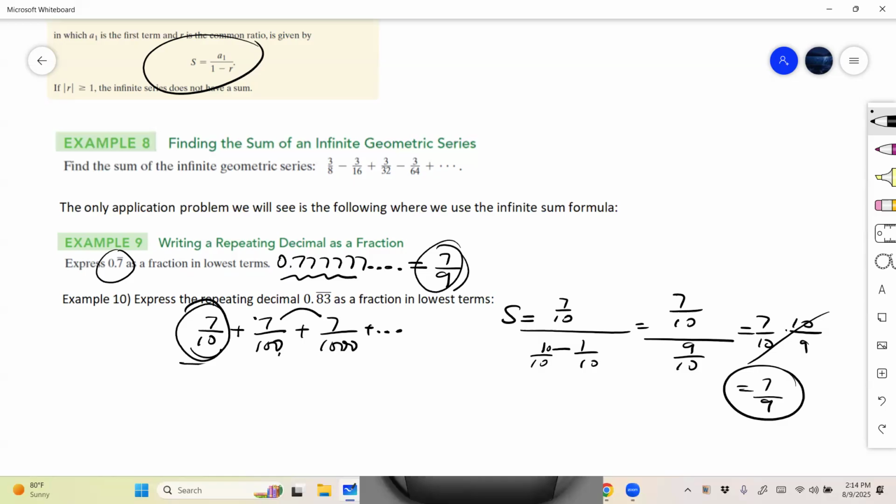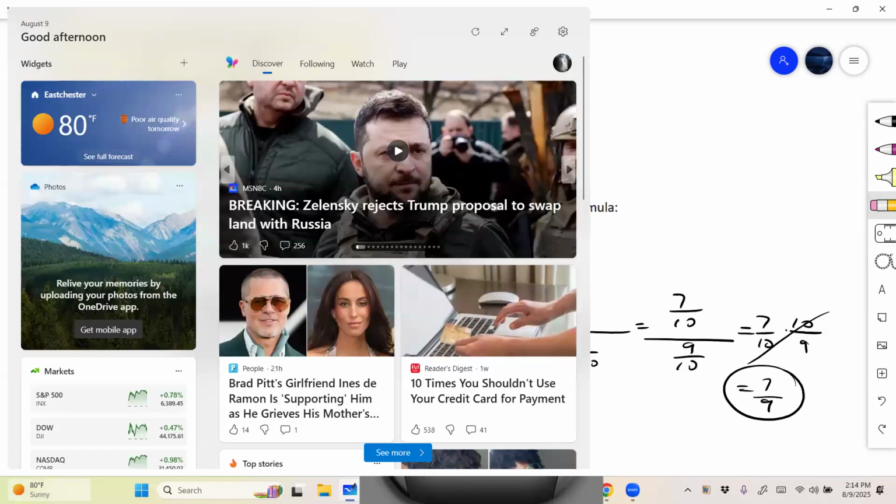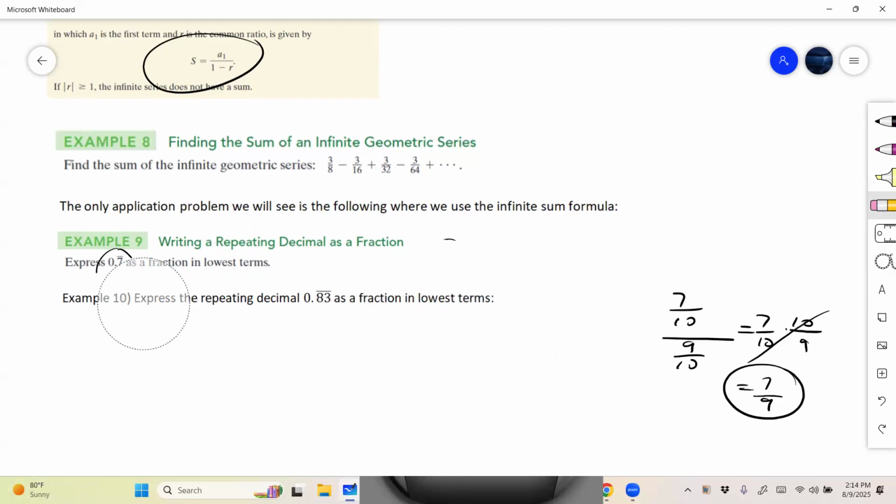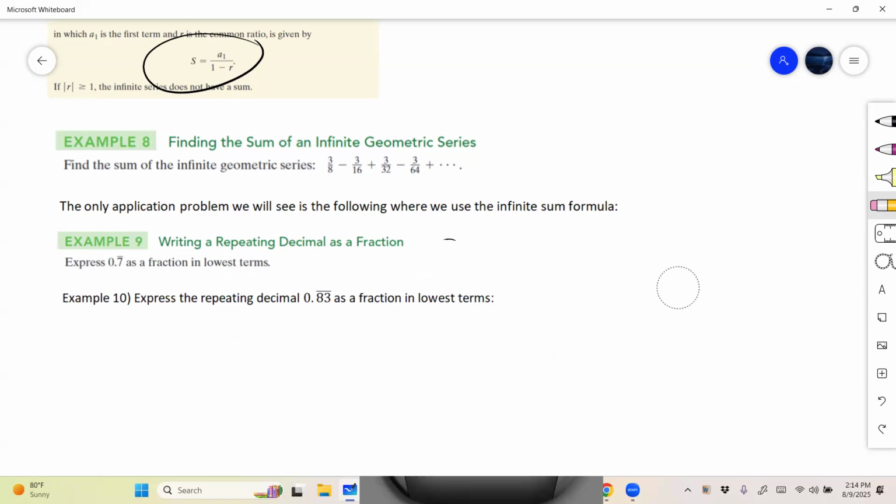Now let's take a look at the second example, which is identical, but now it has 2 decimals instead of 1. It's very similar, but now I have 0.83 bar. So the repeating is 83. And it goes on forever. So it's 83, 83, 83, 83, 83. So I'm going to write this again in fractional form.